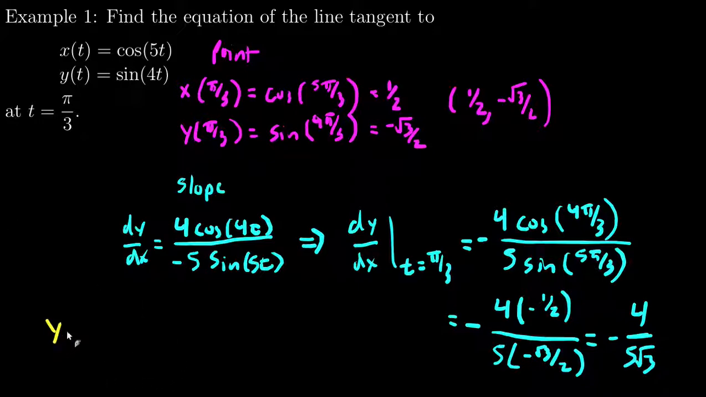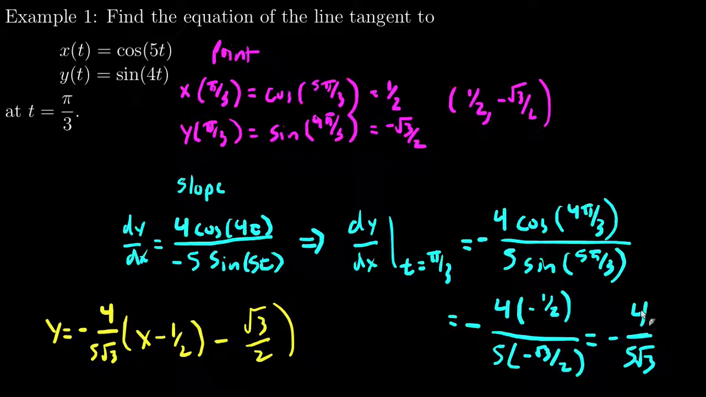So I get y equals negative 4 over 5 root 3, times x minus 1/2, minus root 3 over 2. If I want to, I could rationalize the denominator by multiplying numerator and denominator by root 3 and get negative 4 root 3 over 15. Neither one really makes a difference. They're not making such a big deal on the AP test about rationalized denominators.